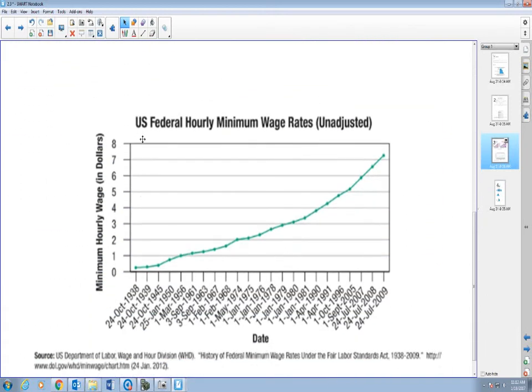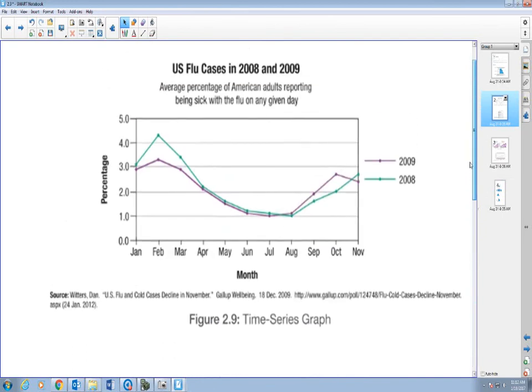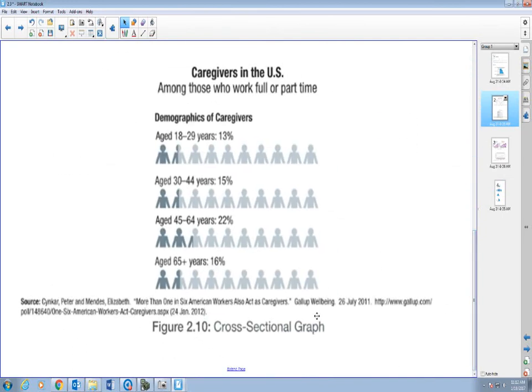All right, this is the U.S. federal hourly minimum wage. I got my source right here. I think I'm missing a picture or something like that. Oh, excuse me. Yeah, I sure did. This is a cross-sectional study. Alright, cross-sectional graph right here. It displays information collected at one point in time. Everything is titled. This is another example of a pictograph, using pictures to display. Everything is appropriate. Same number of people, same size of these little pictures.